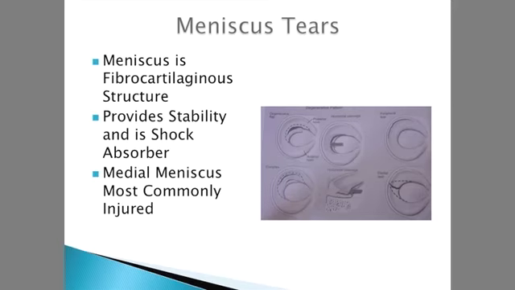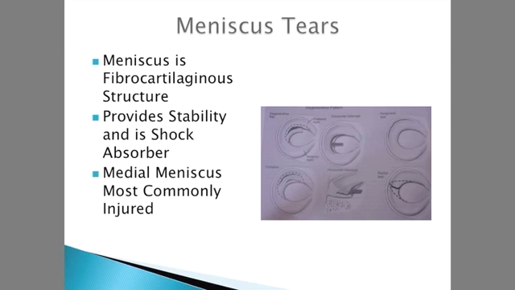Good morning. So I'm going to talk this morning about some common knee disorders that you guys see in your office on a regular basis. And the first thing I want to discuss is meniscus tears. The meniscus is a fibrocartilaginous structure, and it does have important function in the knee. It provides for stability and acts as a shock absorber.